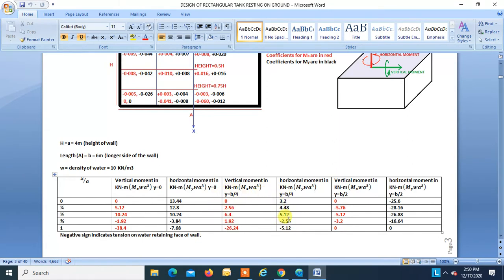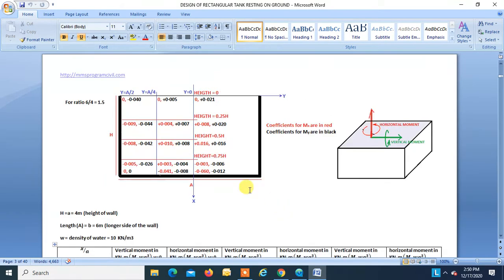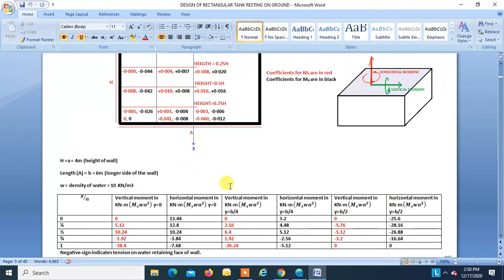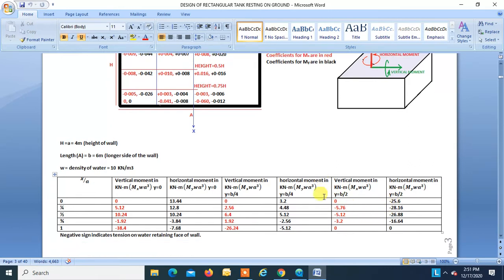This is the vertical moment, these are the horizontal moments. And these two coefficients give us the vertical and horizontal moment at y is equal to b by 2. These are the vertical moments and these are the horizontal moments. So this is how we get the moments for the long wall.